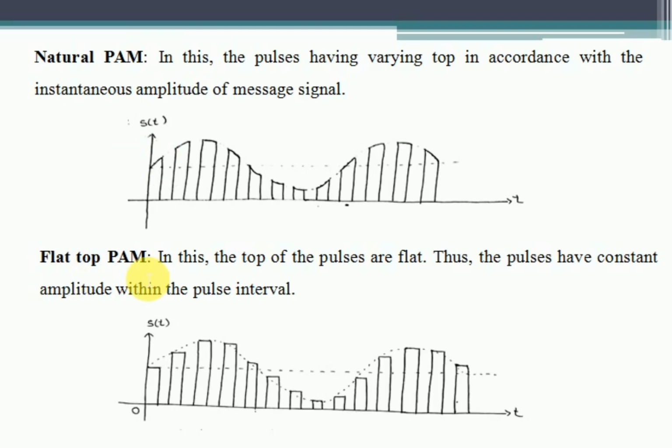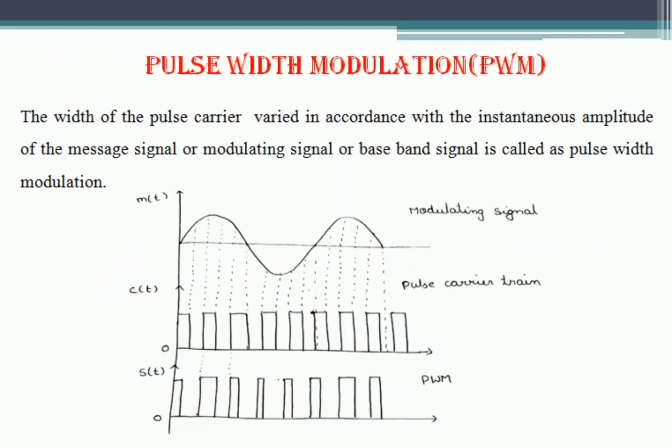Now let us see what is a flat top PAM. In this, the tops of the pulses are flat, thus the pulse has a constant amplitude within the pulse interval. So this is the flat top pulse. At this point, the top of the pulse has a constant value, so it is not easily affected by noise, or the noise effect will be less for this type of signal if you transmit it through the channel.